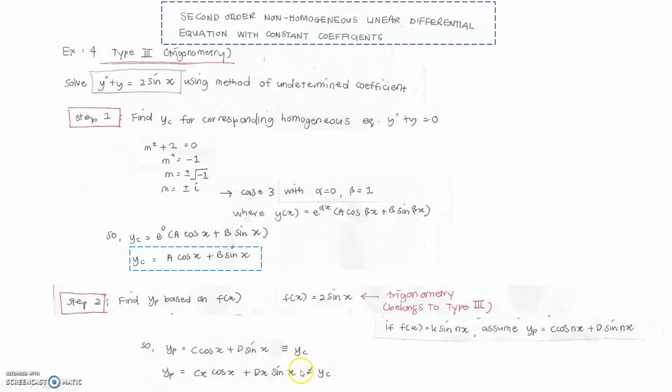Based on this yp, your latest yp, you need to do the differentiation two times. So you need to get yp prime and yp double prime. Now you have yp equal to cx cos x plus dx sin x. We differentiate yp in order to get yp prime.